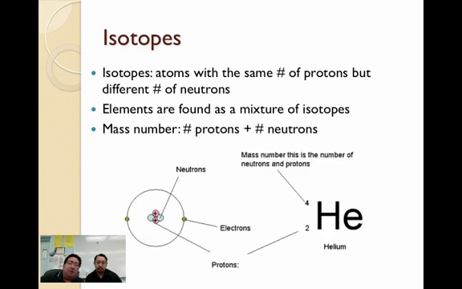We express isotopes in different ways. One way is to do this symbolically, where you'll see a number in the upper left and a number in the lower left. The lower left number represents the atomic number, or the number of protons. The upper number represents the number of protons plus neutrons, which is also known as the mass number. And this will help you identify between the different types of isotopes.